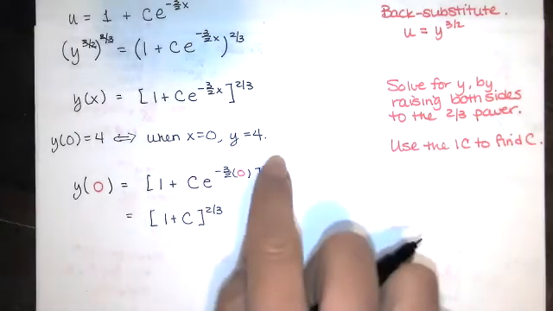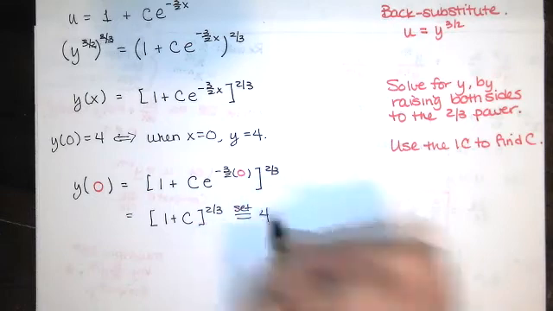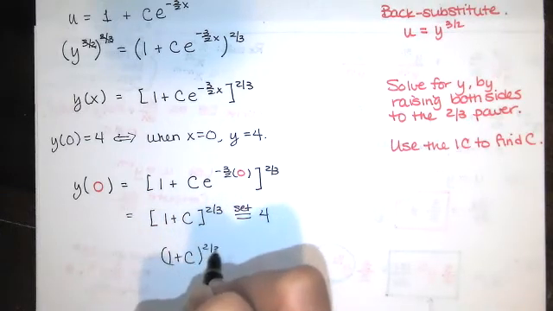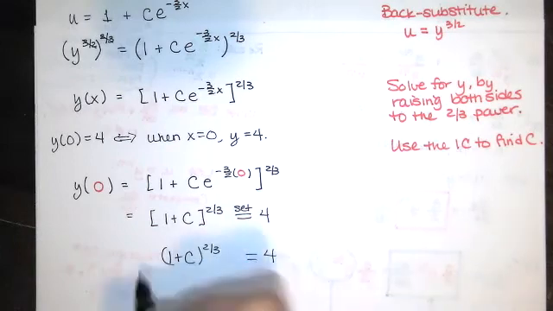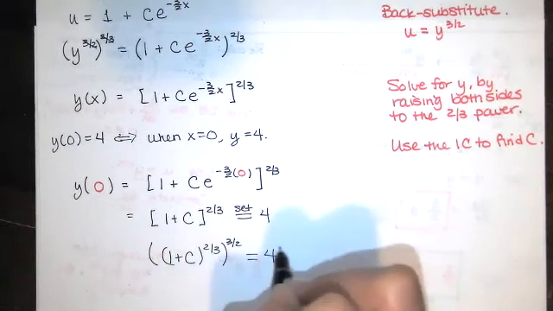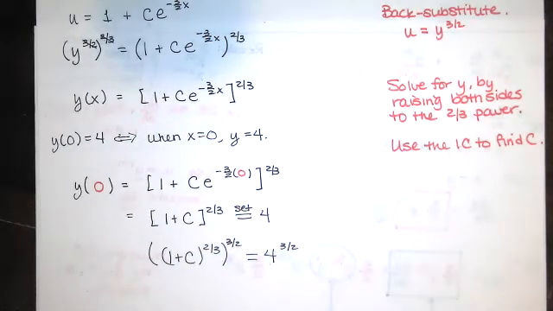But we want y of 0 to be equal to 4. So we set this equal to 4 and we solve for c. So I've got 1 plus c to the 2/3 power equals 4. And I want to get rid of that 2/3 power. So again, I raise both sides to the reciprocal power. So I'm going to raise both sides to the 3 halves power. Then that times that is 1, and we just end up with a 1 plus c on this side.